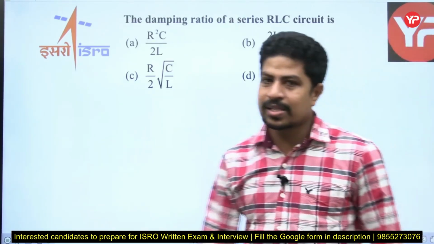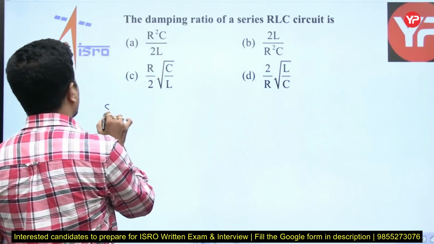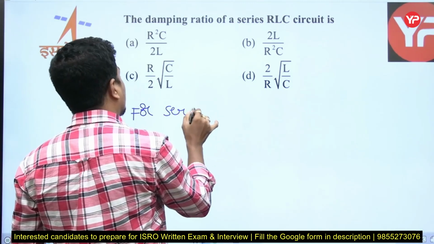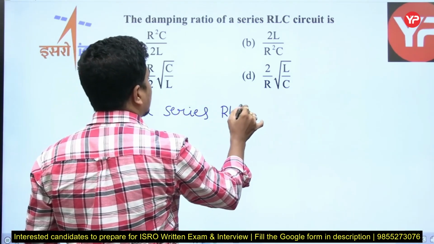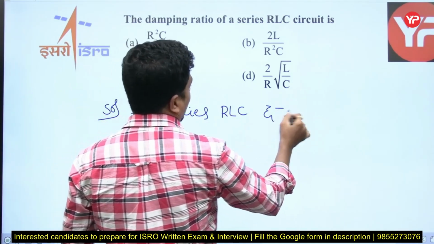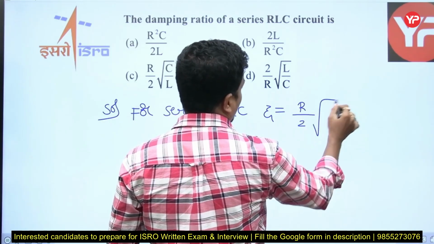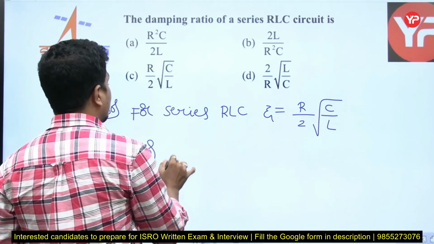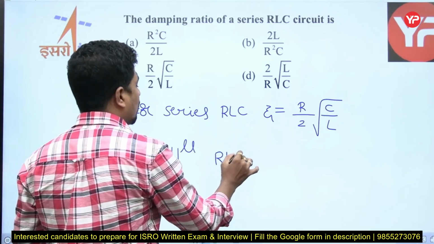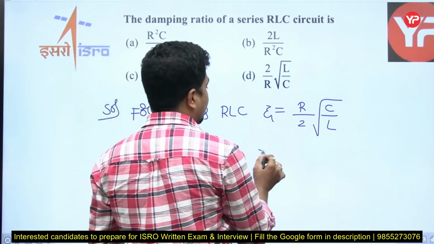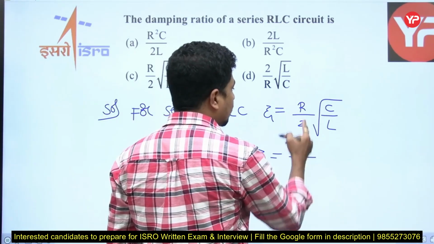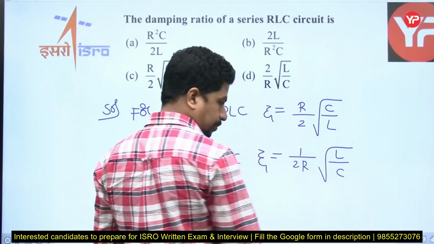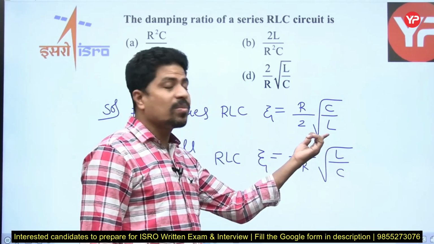Damping ratio of a series RLC circuit is, for series RLC, damping ratio zeta is R by 2 into root of C by L. For parallel RLC, I'll tell you how to remember. Once you remember this one, series, parallel you can easily get. 1 by 2 you keep as it is. R reciprocal, that is 1 by R. You replace L with C, C with L.